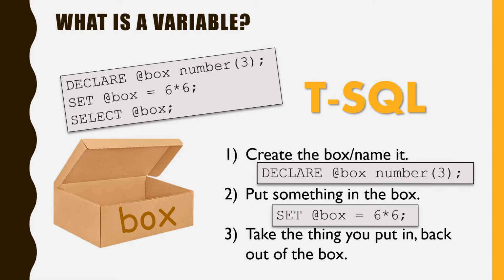When you want to put something in your variable, you start with the keyword set. Then you use the @ sign, state your variable name, then the equal sign, then whatever you want to store. Finally, in step 3, to get the value back out, you would use the word select, then the @ sign, and then your variable name.